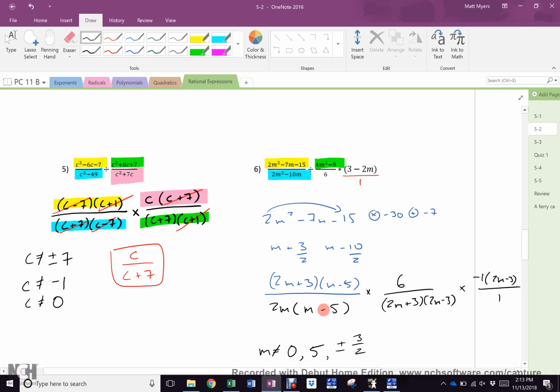M minus 5, M minus 5. Can they go? Yep. 2m plus 3, 2m plus 3. Can it go? 2m minus 3, 2m minus 3. Can it go? Yeah. What's left? 6 and negative 1, negative 6 over 2m. Is it done? Yeah. No. What? If you handed negative 6 over 2 to Mrs. Bag Crumble, oh yeah, right. What is it? Negative 3 over m.